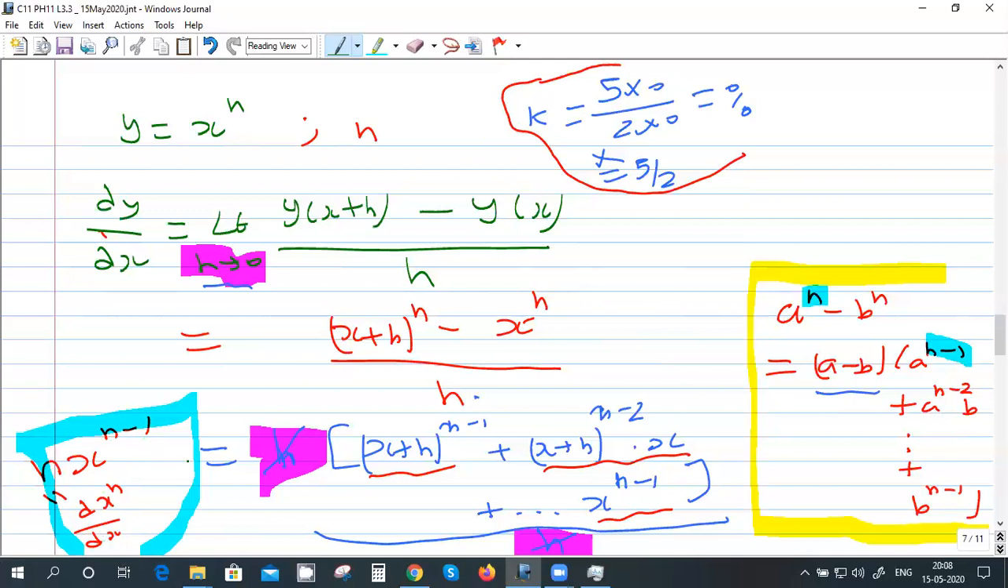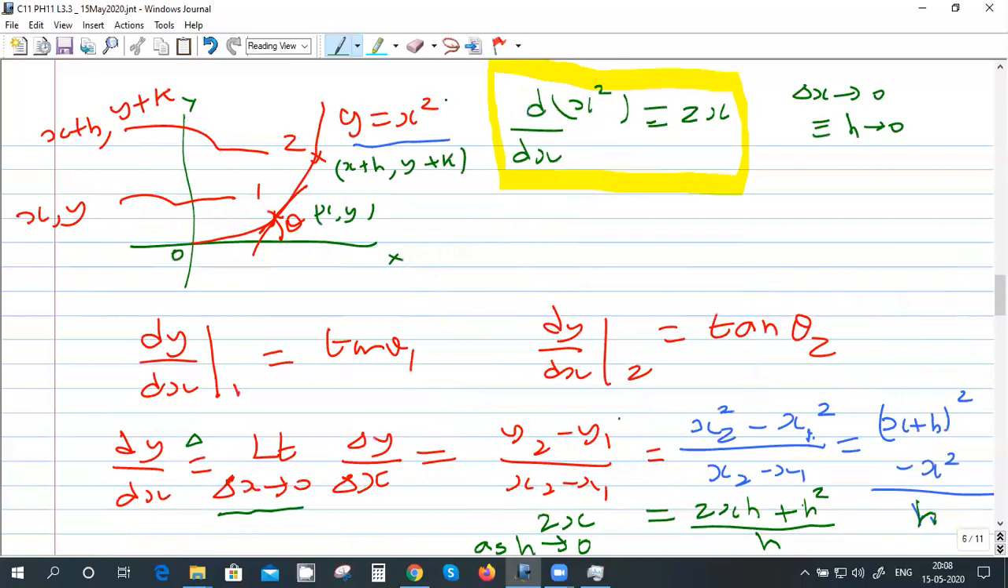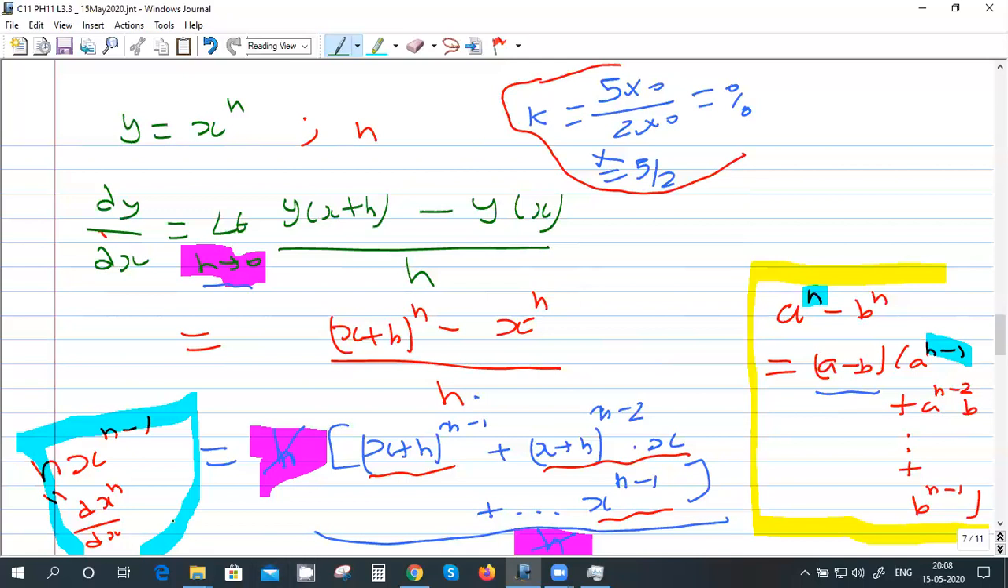So the same thing you can apply for x square: 2 will come out, and the power of x will reduce by 1. For any x to the power of whatever, I just take it out and then reduce the power by 1. X raised to the power 5 gives 5 into x raised to the power 4. Derivative of x raised to the power 7 is 7 into x raised to the power 6.